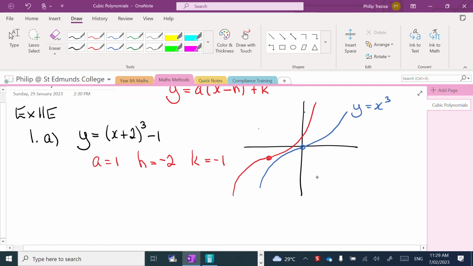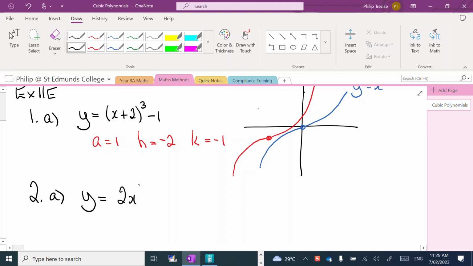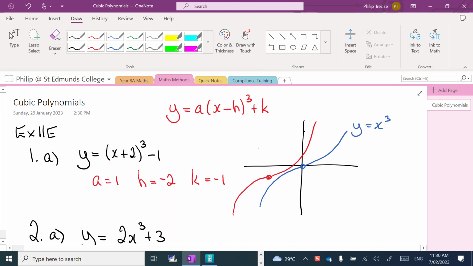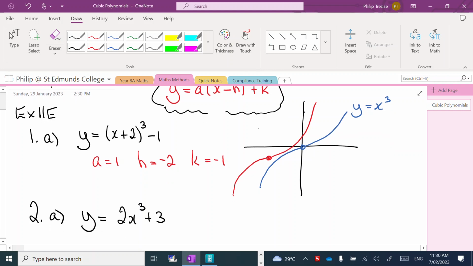Welcome back. Let's have another example of one like this. This time I'll choose question 2, part A, which reads y equals 2x cubed plus 3. Now, although it doesn't quite look like it, this is still in the same format, where we have translated the point of inflection.